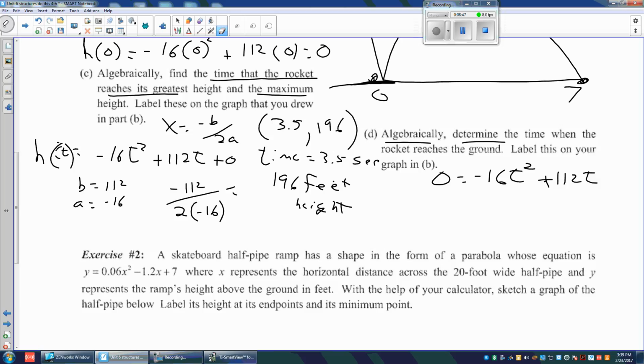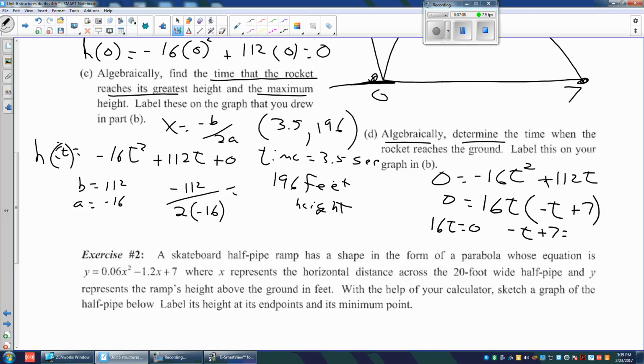I was going to factor out negative 16, but let's just factor out a 16. And I'm going to factor out a t. And I get negative t plus 7. That equals 0. So either 16t equals 0 or negative t plus 7 equals 0. This is very easy. t is 0. That's the beginning. Now here, I can either subtract 7, but that might be a little confusing. So I'm going to add t, and I get 7 equals t. You get there faster. So the time is 7 seconds.